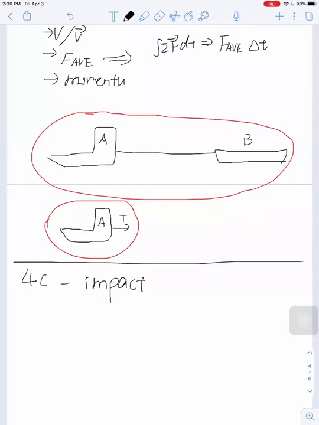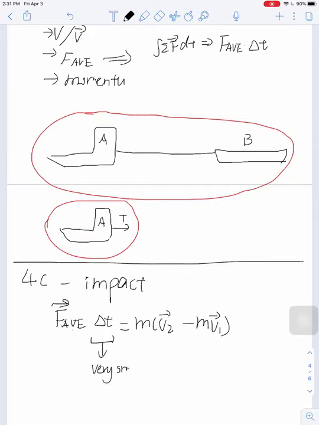In the impact problem, the equations are similar. Let's use F average delta t equals mv2 minus mv1. So the equations are very similar to the first part of 4C, but for the impact problem, this is how we identify it: this delta t is going to be very small. That leads to a fairly large force, the impact force here.